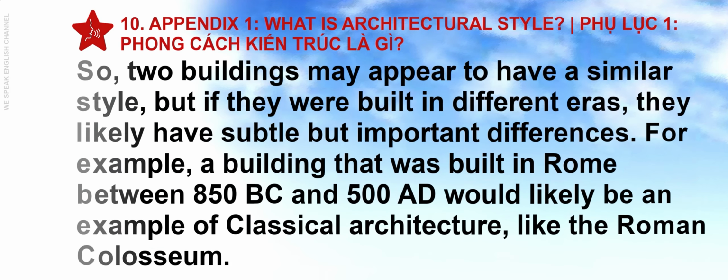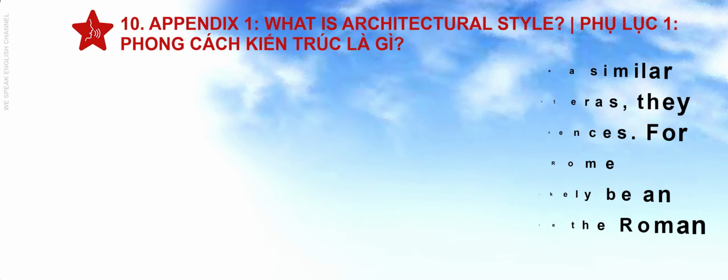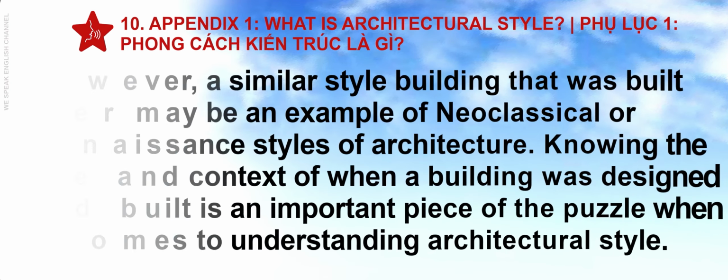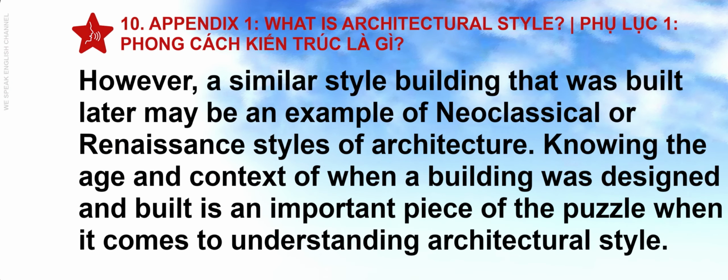So, two buildings may appear to have a similar style, but if they were built in different eras, they likely have subtle but important differences. For example, a building that was built in Rome between 850 BC and 500 AD would likely be an example of classical architecture, like the Roman Colosseum. However, a similar style building that was built later may be an example of neoclassical or Renaissance styles of architecture.